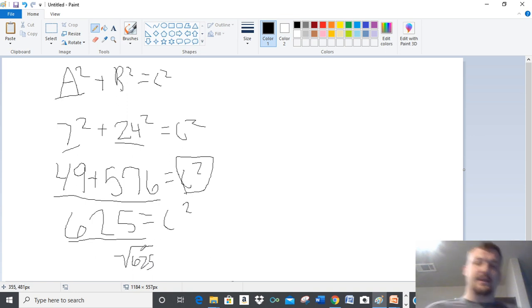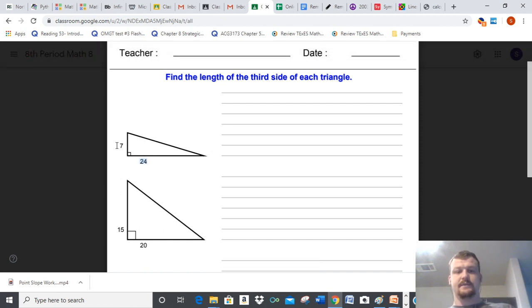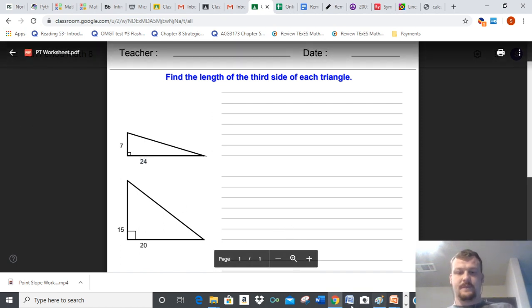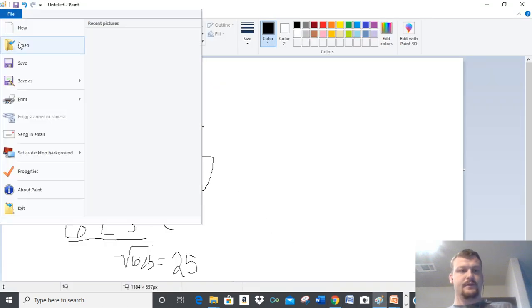And now if you go in that link in Google Classroom that I put in, it has a pretty good calculator for you to solve it. And the square root of 625 is 25. So we have 25 for C. Now would that make sense? Yes, because it's the longest side, because it's the hypotenuse. Alright, going on to a different one.